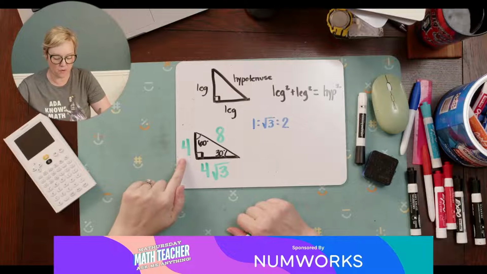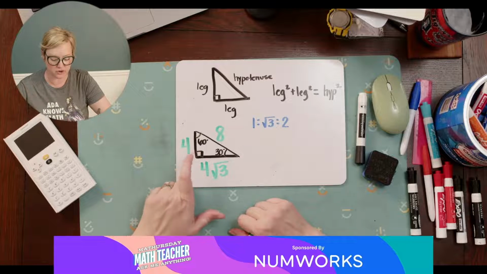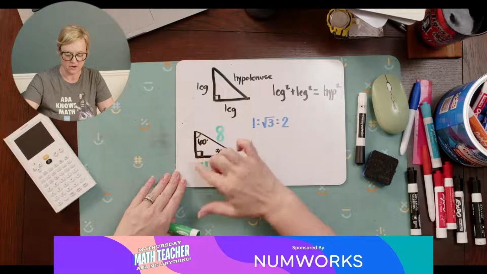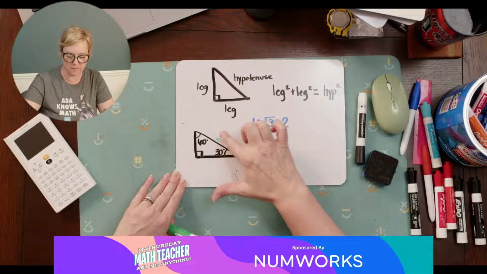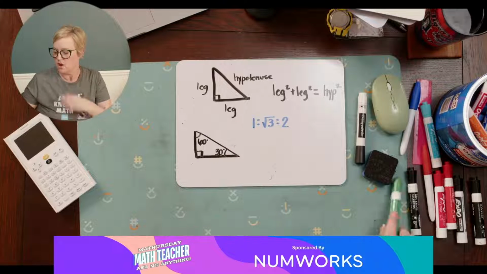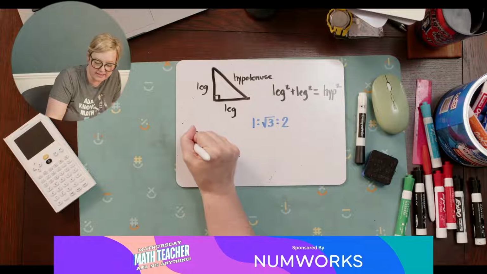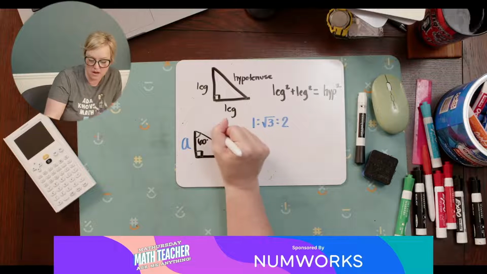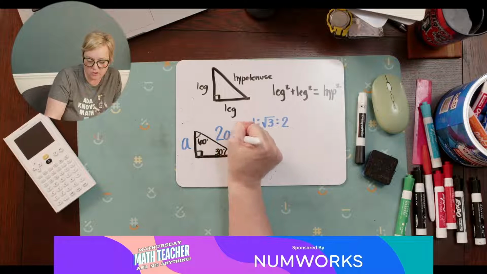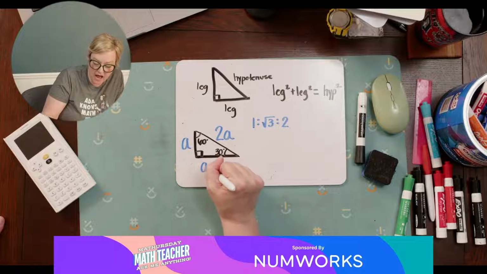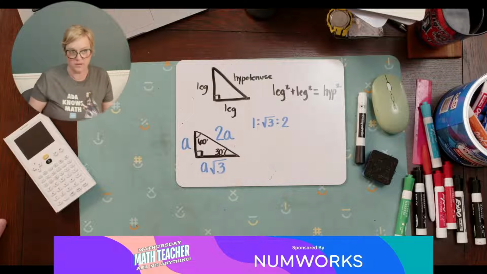So we've got 4. So this is the side. The side that's across from the 30 kind of sets what your 1 is, right? And then everything else is kind of multiplying by that value. So a lot of times you'll see that across from the 30 is A because that's the 1. Then the hypotenuse would be 2A, and the side across from the 60 degree would be A times root 3.